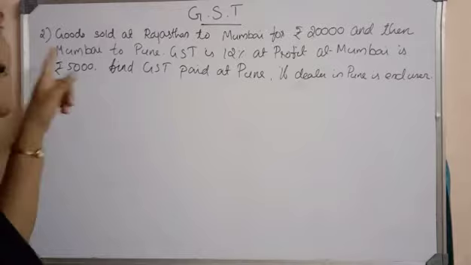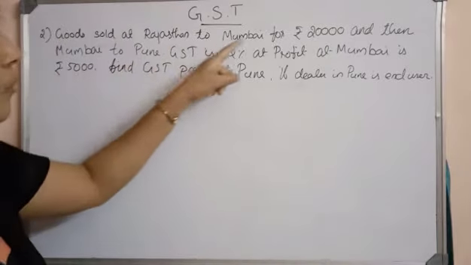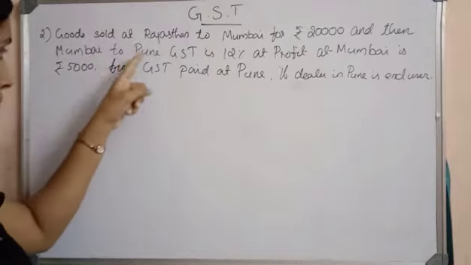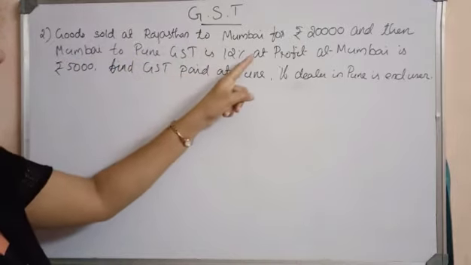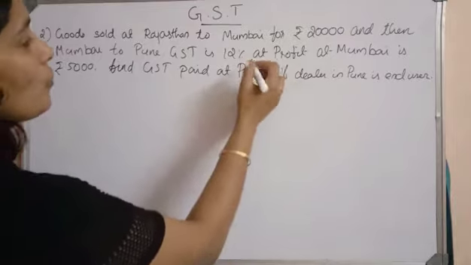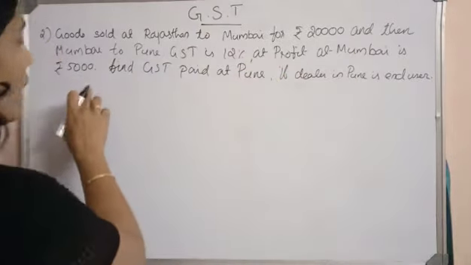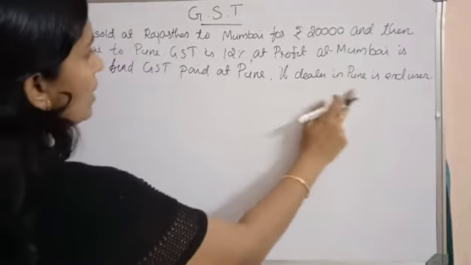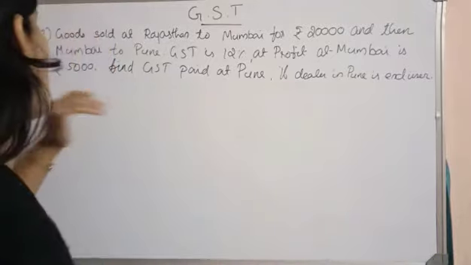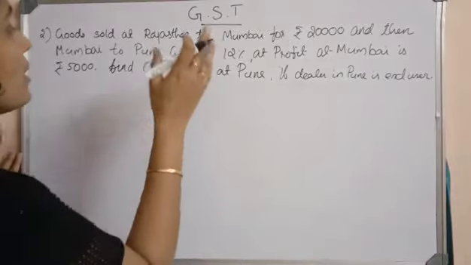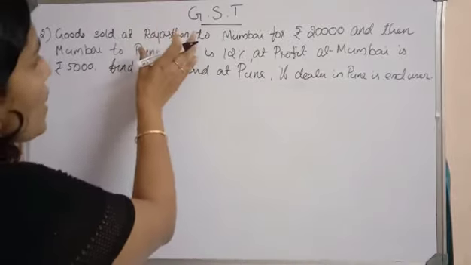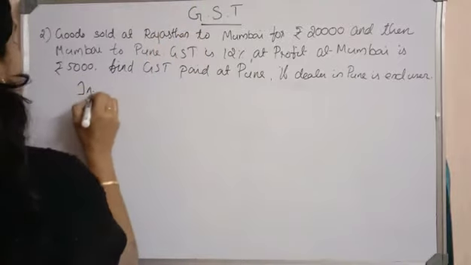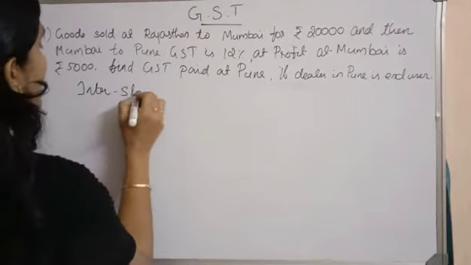Look at the next question. Goods sold at Rajasthan to Mumbai for rupees 20,000 and then from Mumbai to Pune. GST is 12% and at Pune a profit of rupees 5,000 is made. Find the GST paid at Pune if the dealer in Pune is the end user. This is the question. Here it is given that the goods are sold from Rajasthan to Mumbai. In the first case, interstate transaction is happening.